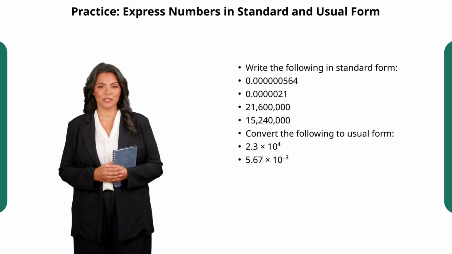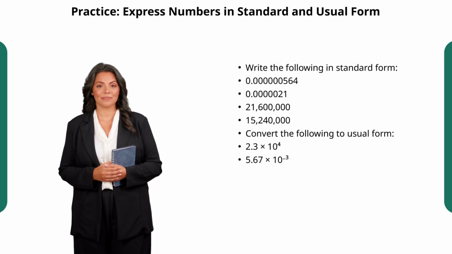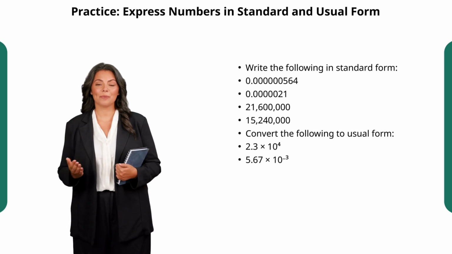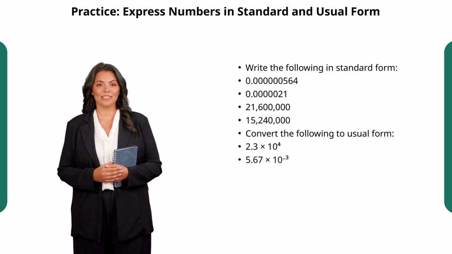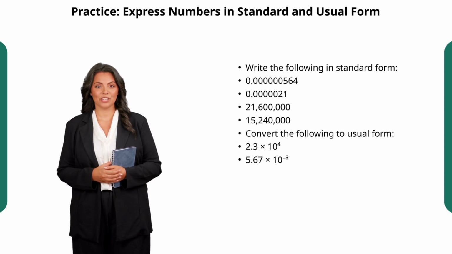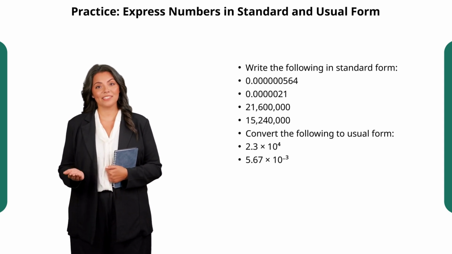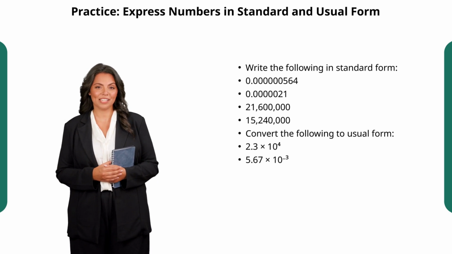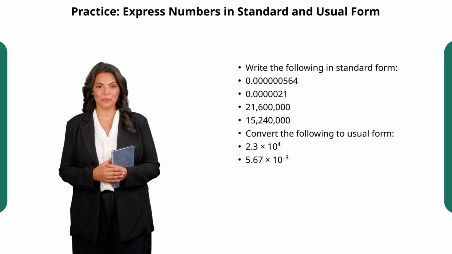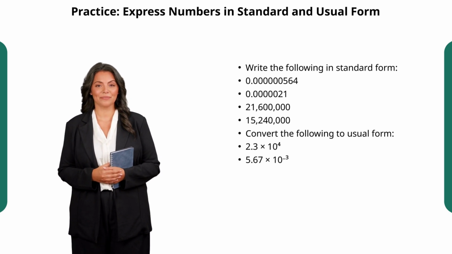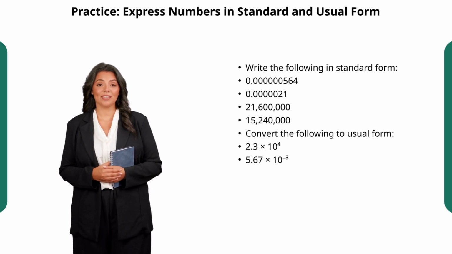Let's strengthen your skills with some practice problems. First, express these numbers in standard form: 0.000000564, 0.0000021, 21,600,000, 15,240,000. Remember to count decimal places or digits accordingly. Write each in the form a times 10 raised to the power n.